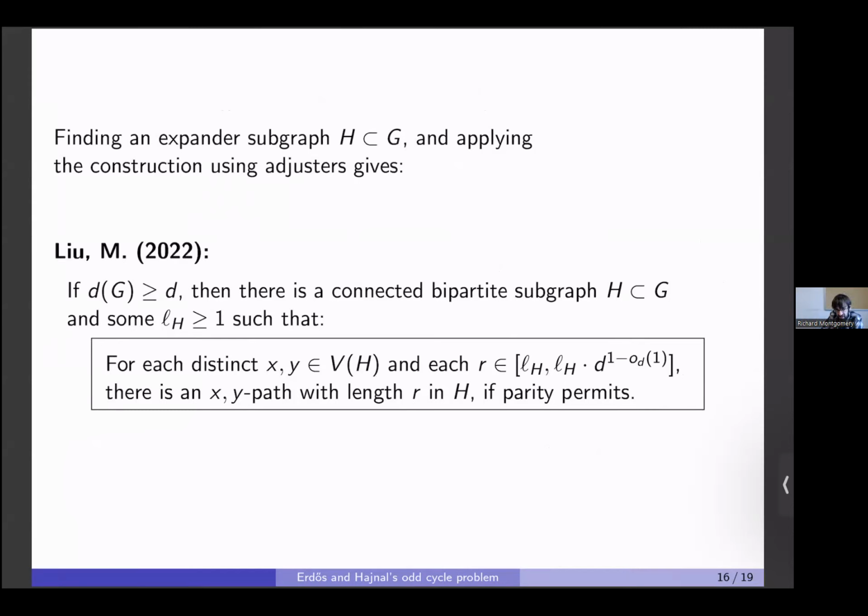And so if you find an expander subgraph using this result of convolution summary, and then apply this construction that I showed you with these adjusters, what you get when you put this all together is to be able to say if your average degree of graph is at least D, then you can find some connected bipartite subgraph within it, and some L, such that for each distinct X and Y, and each integer within this interval here, there is some XY path with length R in H, if parity permits.